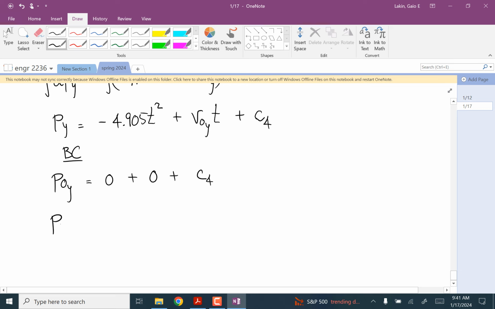And so Py is equal to negative 4.905 T squared plus V0Y T plus P0Y.